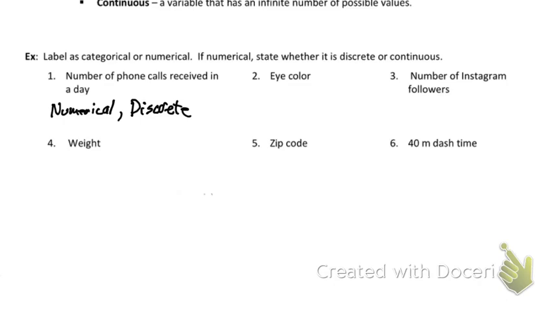Eye color, categorical or numerical? Categorical. It is categorical. Number of Instagram followers. Anyone like me, you're up in the thousands probably. I don't even have an Instagram. But is that numerical or categorical? Numerical. It is numerical. Would that be continuous or discrete? It would be discrete. Yep.